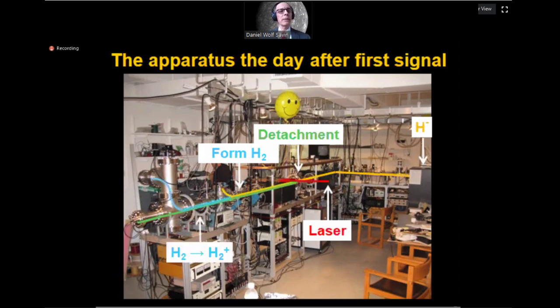And then at the end of the experiment, we send the H2 into a gas cell where we ionize the H2. See, H2 is neutral, and we can't use electrical voltages or magnetic fields to separate the H2 from the parent hydrogen beam. So we have to ionize it, and then we can electrostatically deflect it onto a detector. So that's what the apparatus looks like.